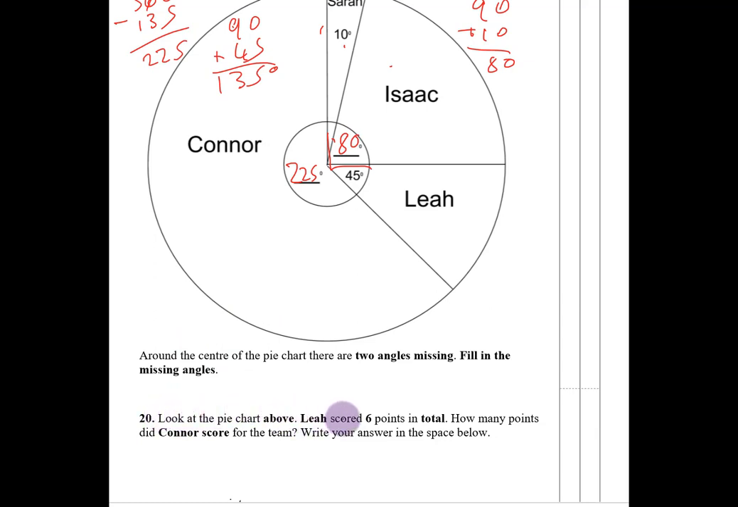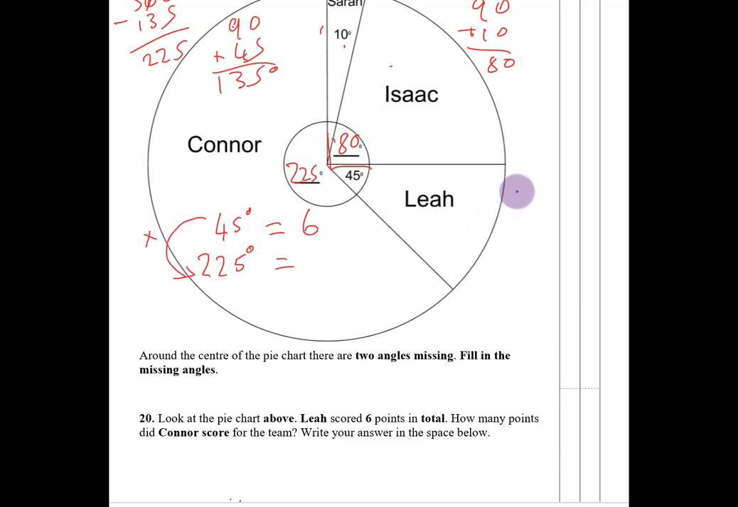Look at the pie chart above. Leah scored 6 points in total. How many points did Connor score for the team? So we've got Leah here. So basically what we're going to do is write 45 degrees equals 6 points. Okay, and we know the angle that Connor has. This is going to be a ratio question. He's got 225 degrees, and we need to see what have we done to 45 to turn it into 225. So basically we're doing 45 and see how many times it fits into 225 to see what we've timesed it by.